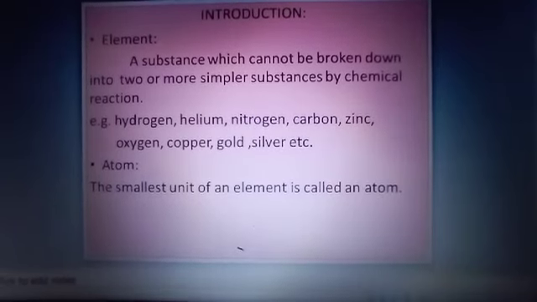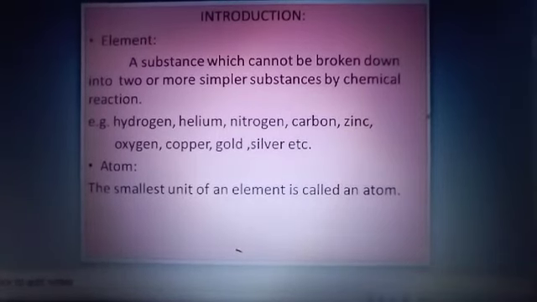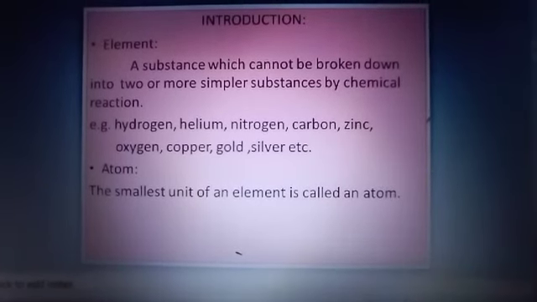So the element, we look at it in terms of atoms. What are the atoms? These are the smallest unit of an element. They are called atoms. Next slide.